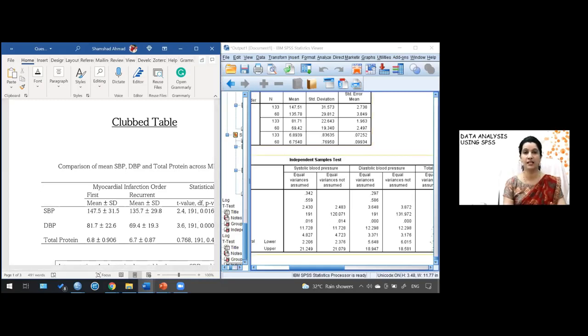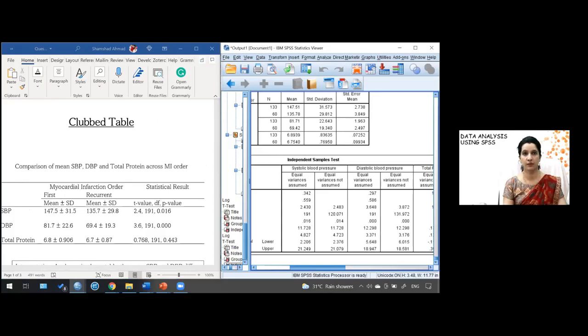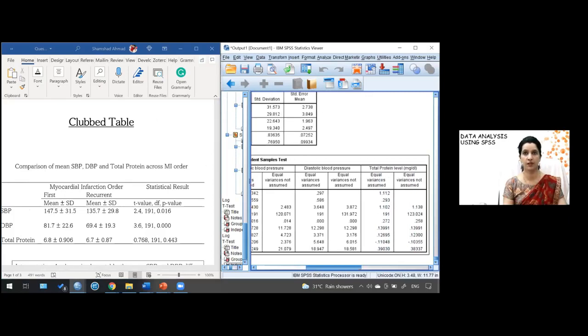And you can enter simultaneously. You can open a Word file, and in a single window, open these two files so that you will not make any error while entering the result. And then here I have to enter the value of equality of variances assumed, so I'll focus on this: 2.4, 191 and 0.01. And then you can write the confidence interval also, which we have not written here. And then 3.6, 191 and 0.00.